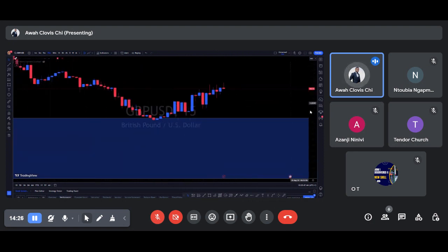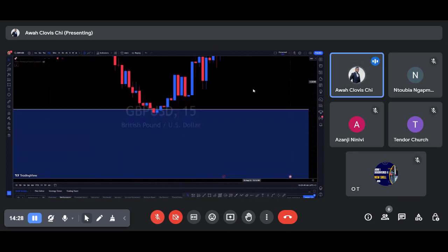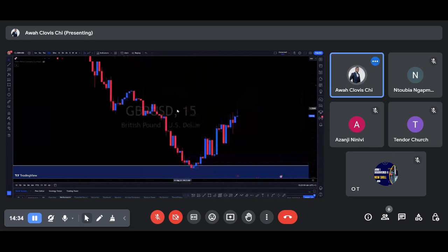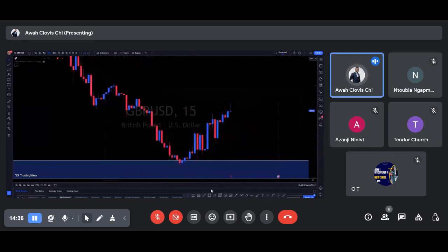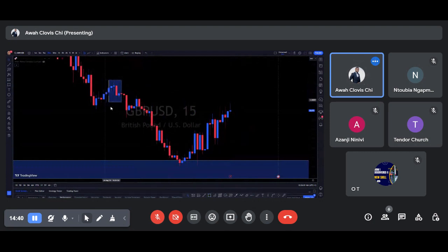15-minute time frame, what can we see? Well, earlier on at 10 a.m., let's try to see if we can look at the Asian range here. This is the Asian high. The market opened here at 10. So we know that there is liquidity present here.